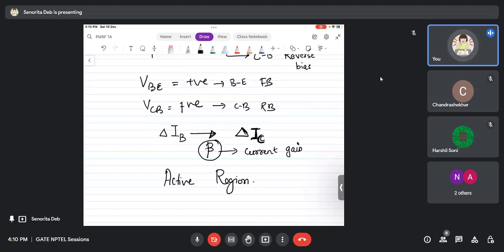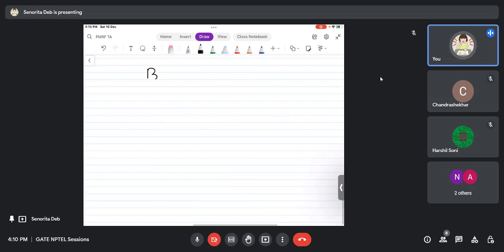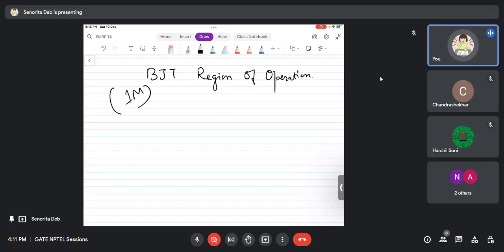Okay, so now you would have heard about region of operation and stuff like that. So how to find out the region of operation of the BJT? If you are given a circuit, a 1 mark question is possible, simple, for finding out the region of operation.